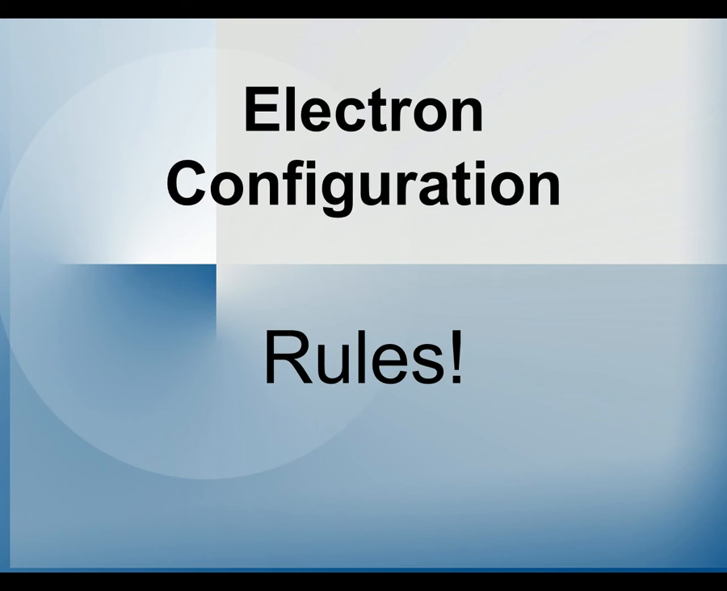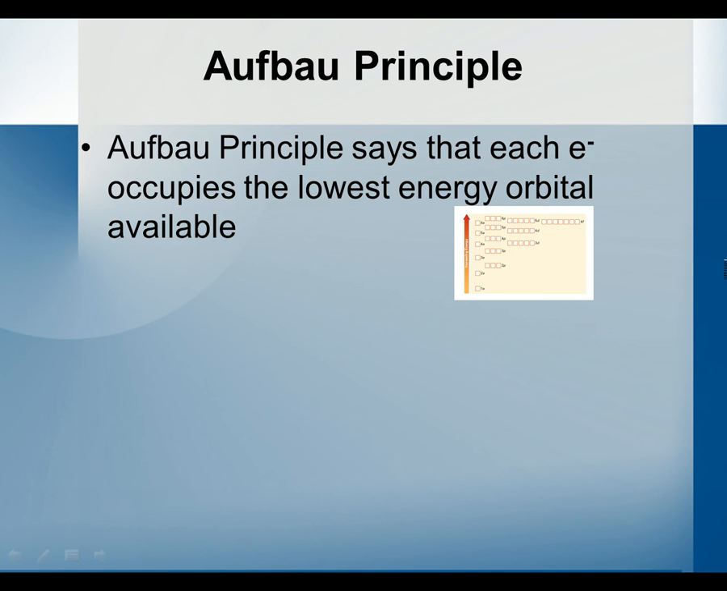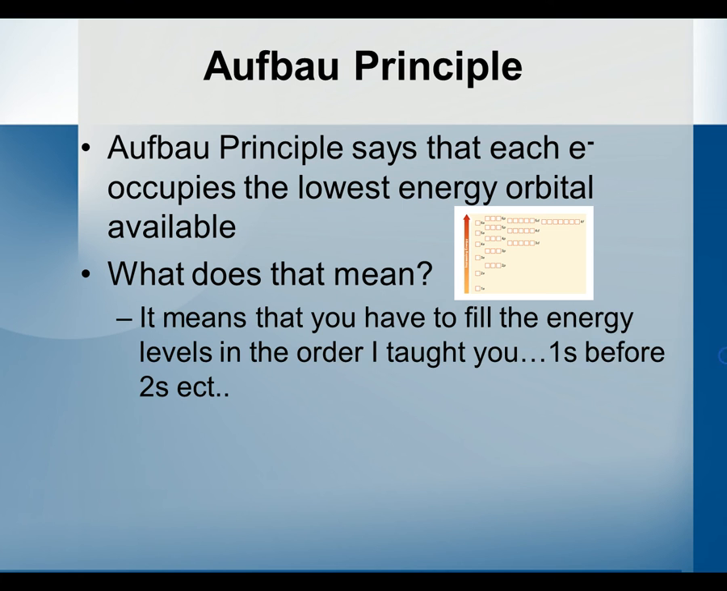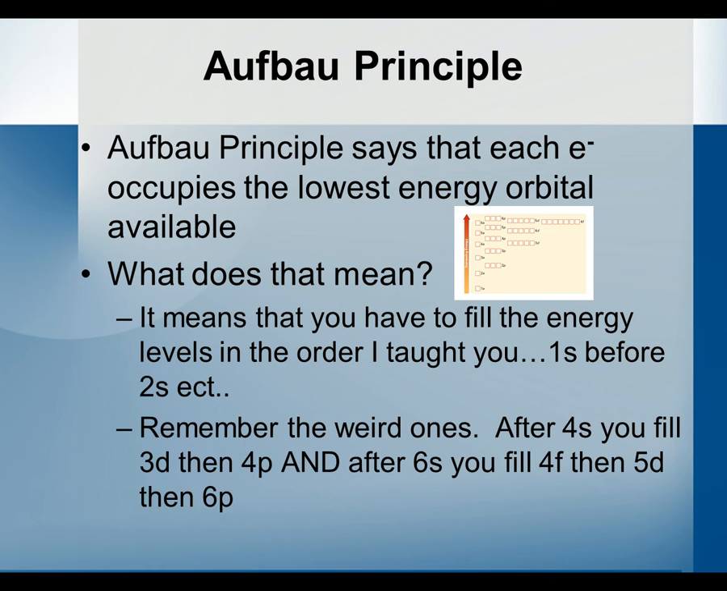Okay guys, we talked about electron configuration and how to do it, but we didn't name the specific rules. If you've done your electron simulation already on the computer, then you should have taken notes on a couple of these, but I just want to make sure you got it. So we have Aufbau's principle, and that says that each electron occupies the lowest energy level available. So all that really means is that you have to fill out the energy levels in the order that I taught you. 1s before 2s, etc.